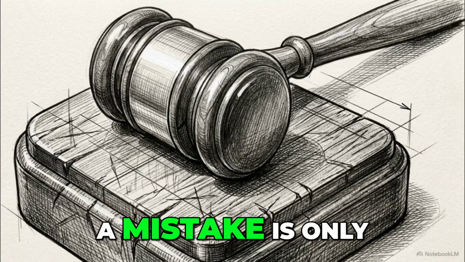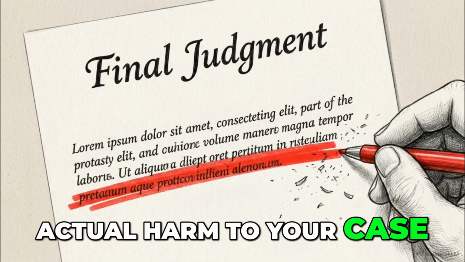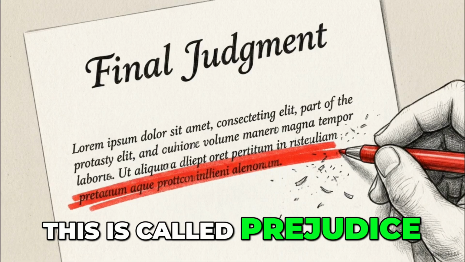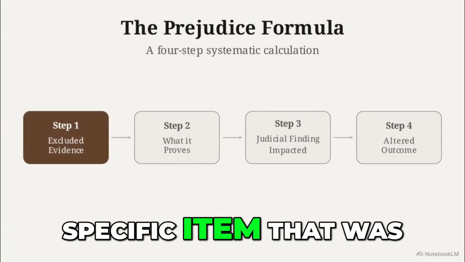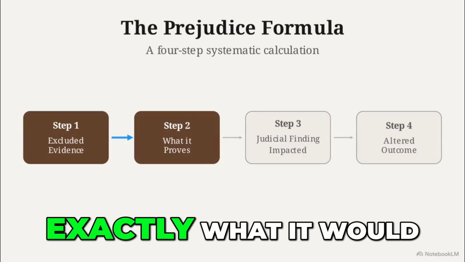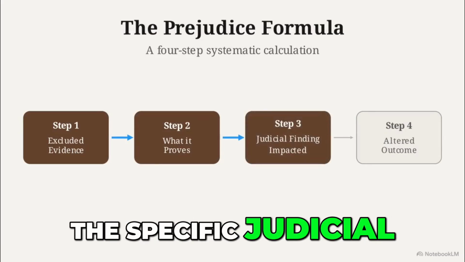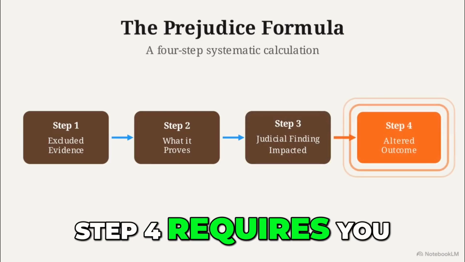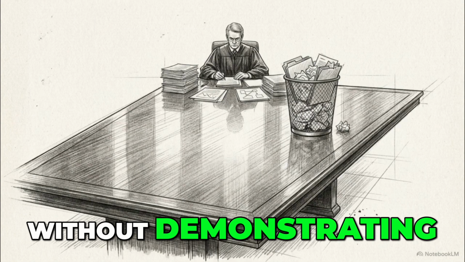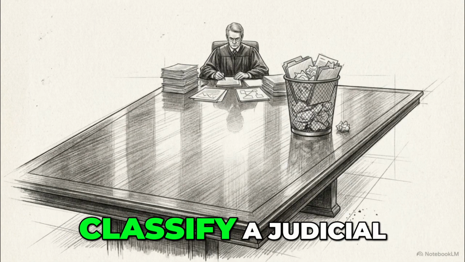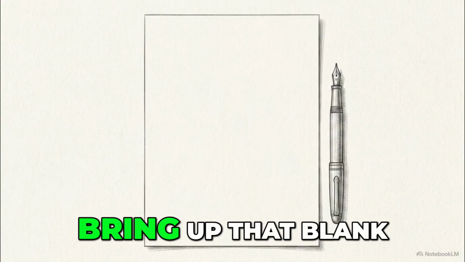Proving the judge made a mistake is only half the battle. You also have to prove that mistake caused actual harm to your case. In legal terms, this is called prejudice. We calculate prejudice using a 4-step formula. Step 1 identifies the specific item that was excluded, and Step 2 details exactly what it would have proven. Step 3 connects that proven fact directly to the specific judicial finding it contradicts. Step 4 requires you to explain how changing that finding alters the final outcome of the case. Without demonstrating quantifiable prejudice, an appellate court will classify a judicial mistake as a harmless error and dismiss your challenge entirely.